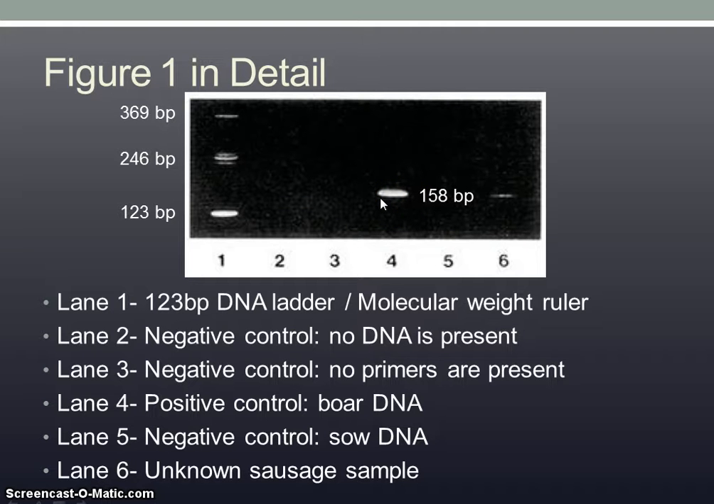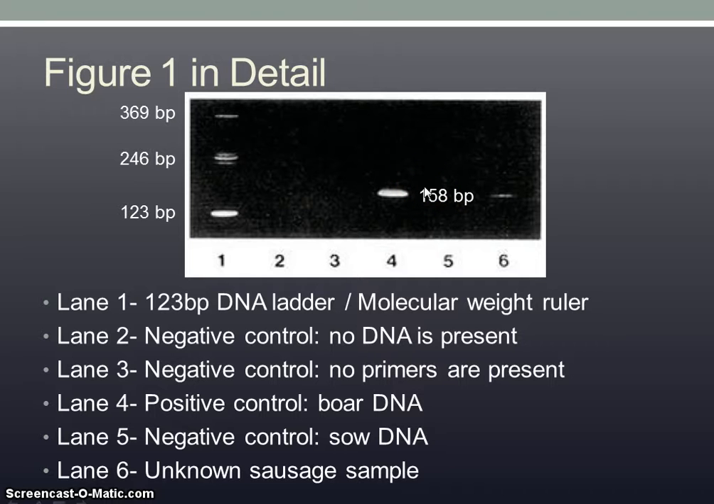Now in lane 5, we have another negative control which contains sow DNA. We know that sows are female and that they contain 2 X chromosomes. We also know that they do not contain the SRY gene or a Y chromosome. Because of this, the primers can't bind to the DNA sequence, because the DNA sequence is from an SRY gene and they do not contain that gene. So no DNA amplification can occur, and that's why in lane 5, no band is produced.